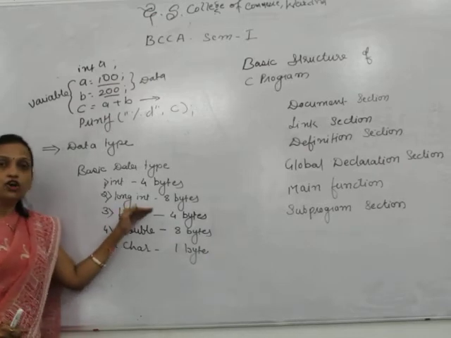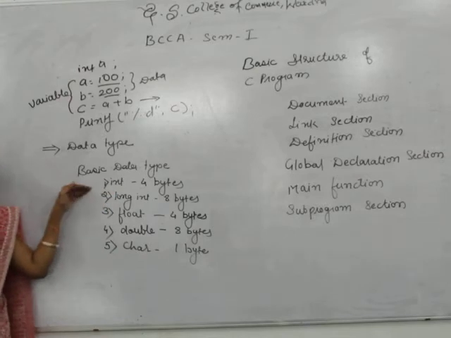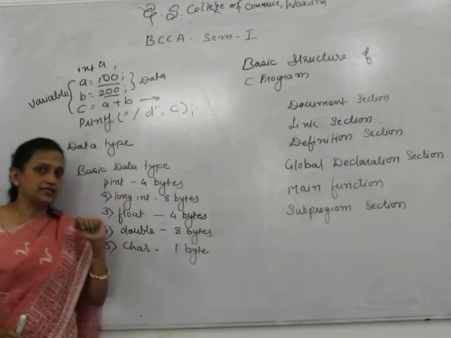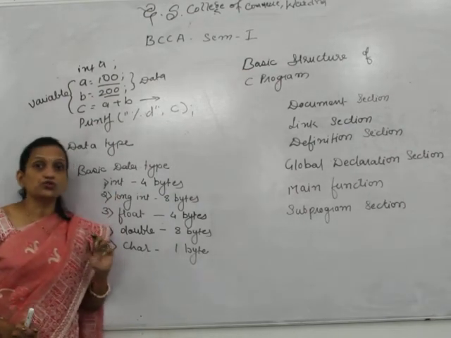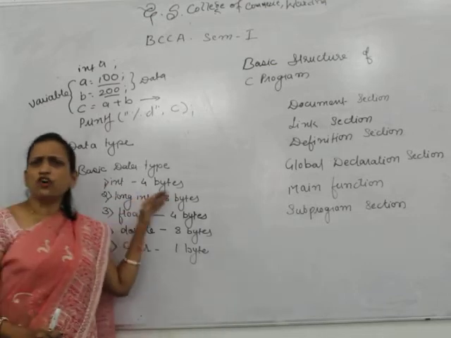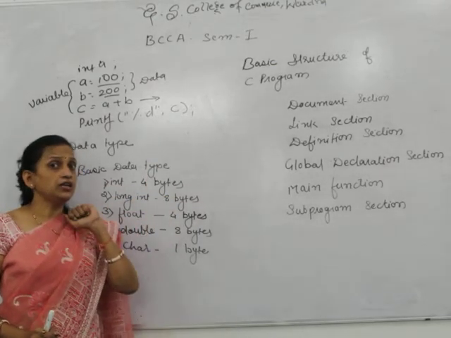Then next is long int. See there, ये जो int डेटा टाइप है ये इसको स्टोर करने के लिए आपके मेमोरी में 4 बाइट्स लगते हैं. How many bytes are required to store an integer data type? So int requires 4 bytes. Means int occupies 4 bytes in the memory location.